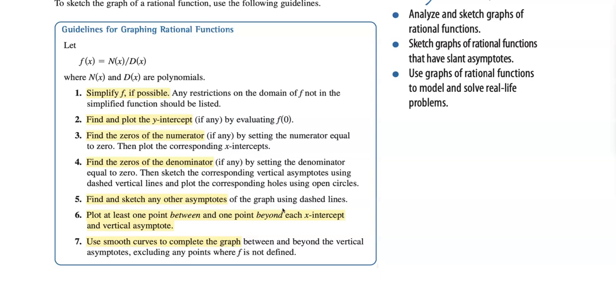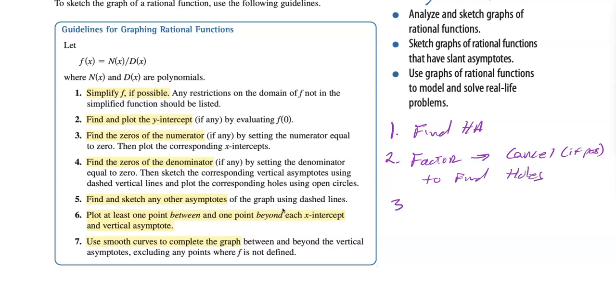So step 1, find the horizontal asymptote. Step 2, factor, because you want to cancel, if possible, to find holes. Step 3, we're going to find the vertical asymptote. Remember the way we do that? We set the denominator equal to 0. Remember, this is just powers.